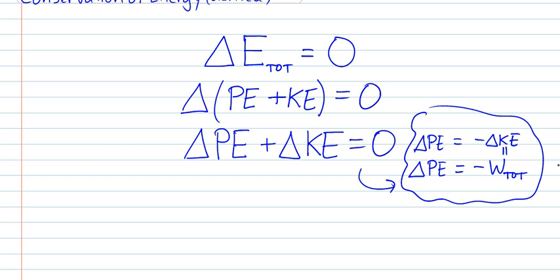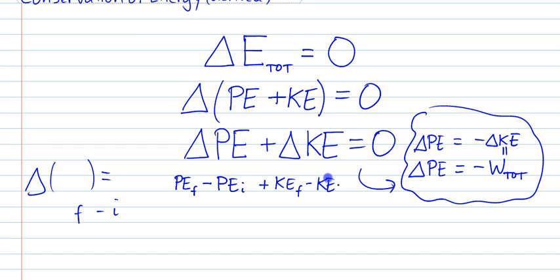Our main focus here is to say that a change in anything, okay, so delta whatever, is equal to final minus initial, right? So what we have here is potential energy final minus potential energy initial plus change in kinetic energy, which is kinetic energy final minus kinetic energy initial, and we just said a moment ago that those two changes must be equal to zero. So where do I go with this? Well, I can collect terms and I can say potential energy final plus kinetic energy final is equal to potential energy initial plus kinetic energy initial.